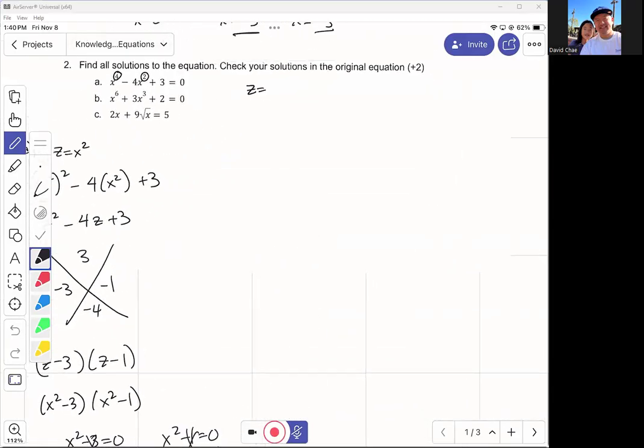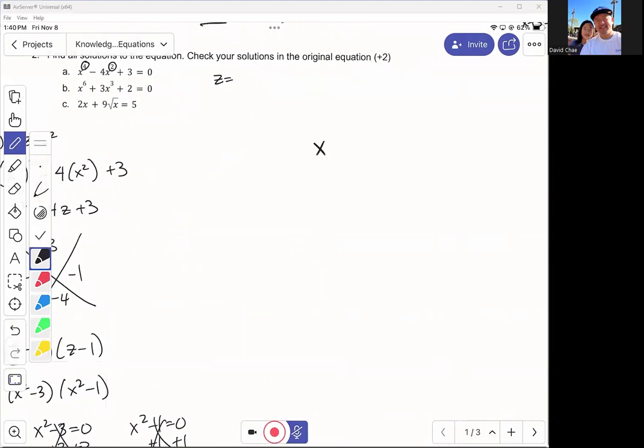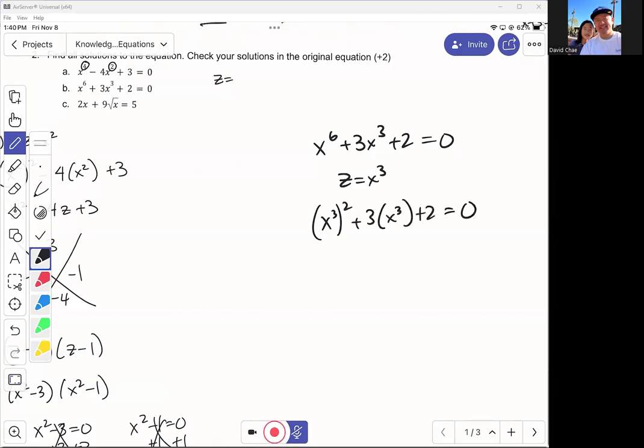All right. Letter B is a little bit more difficult because it's such a high power. To get 6 solutions out of this is kind of difficult. What I was looking for though was the execution of the Z portion. So Z is equal to x to the 3rd power. So this is x cubed squared plus 3x cubed plus 2 is equal to 0. So that's Z squared plus 3Z plus 2 is equal to 0.